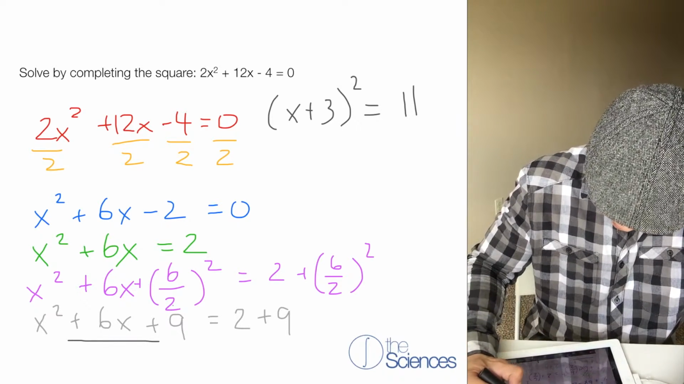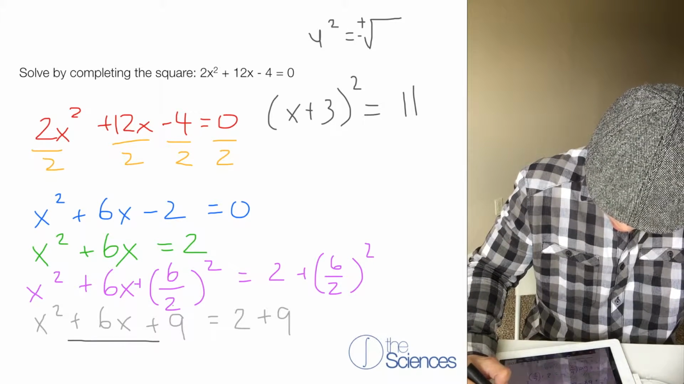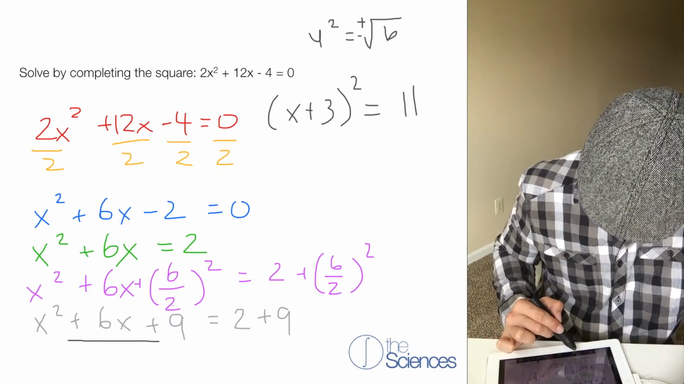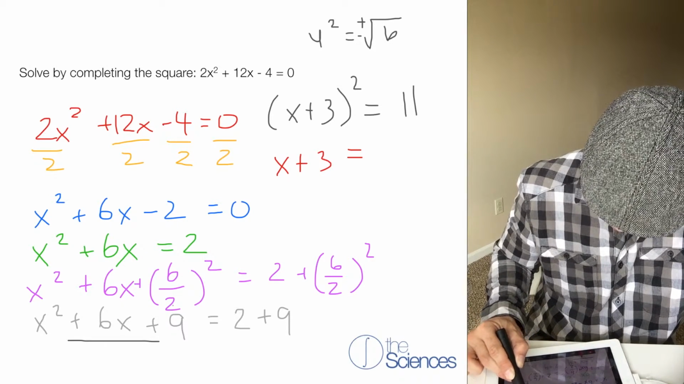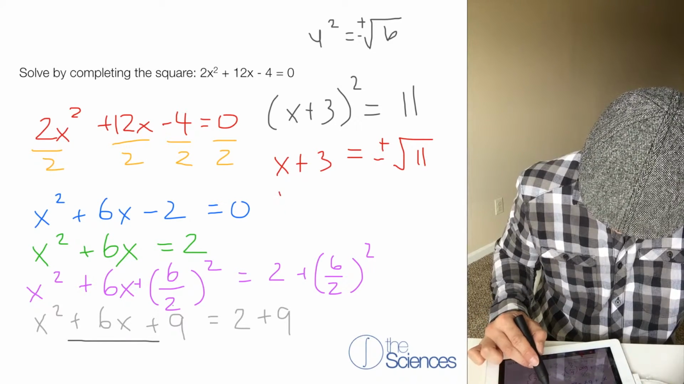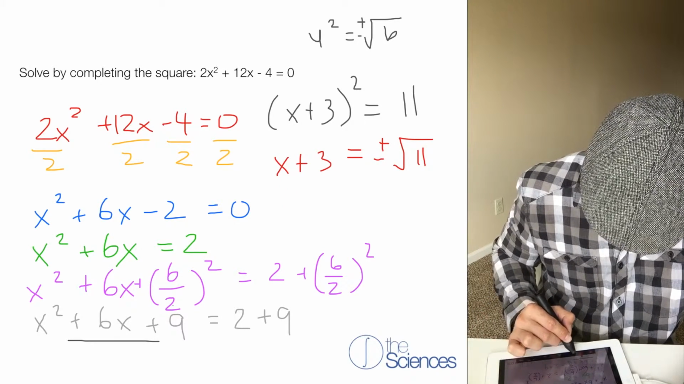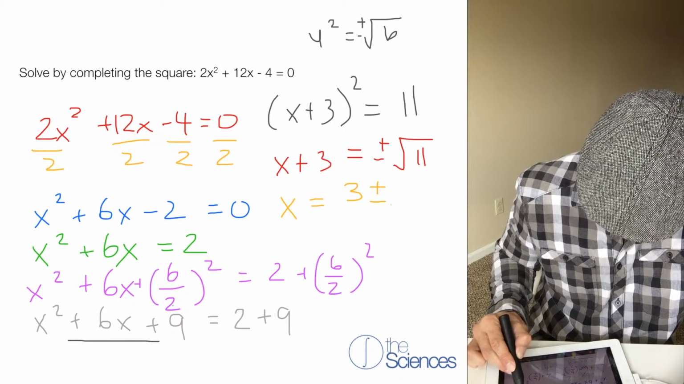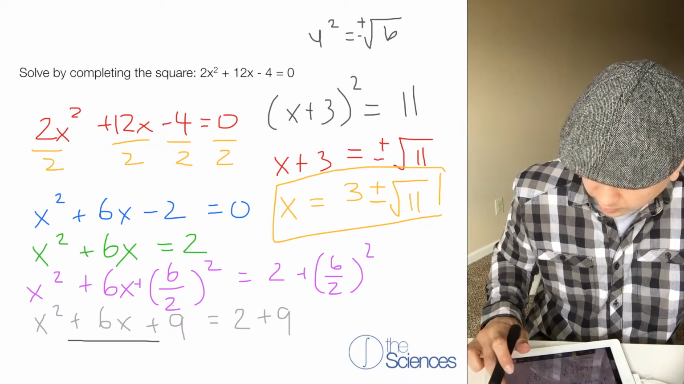Now if you remember, if u squared equals b, then u equals plus or minus the square root of b. So what this means is that x plus 3 equals plus or minus the square root of 11. Now if we move 3 to the other side, we get x equals negative 3 plus or minus the square root of 11. So that's our answer.